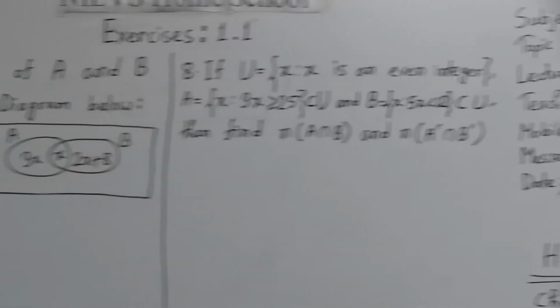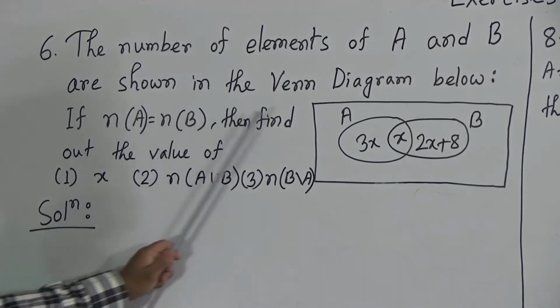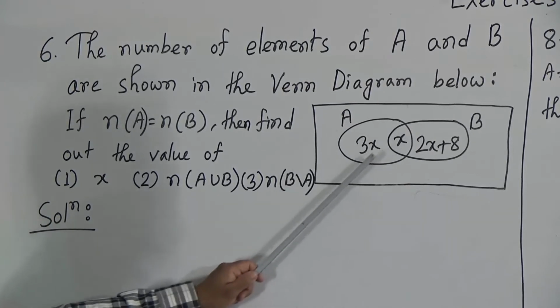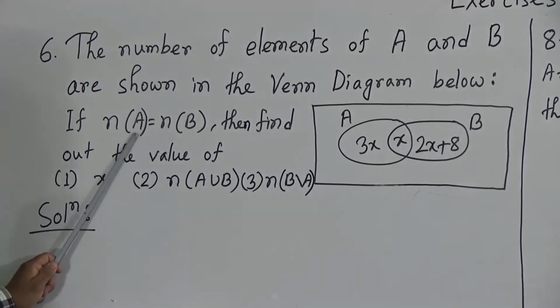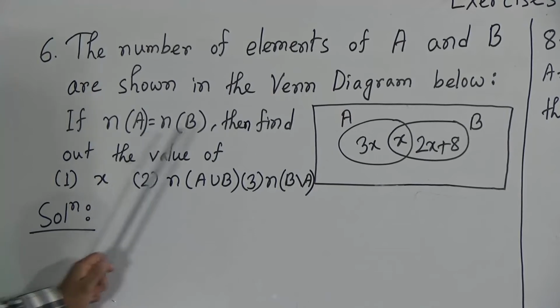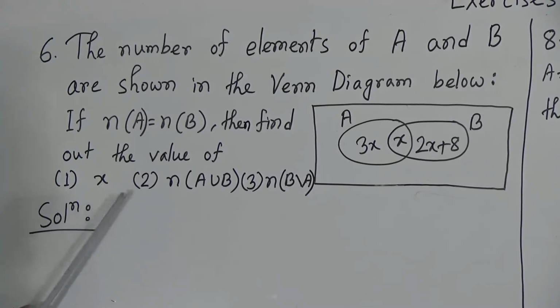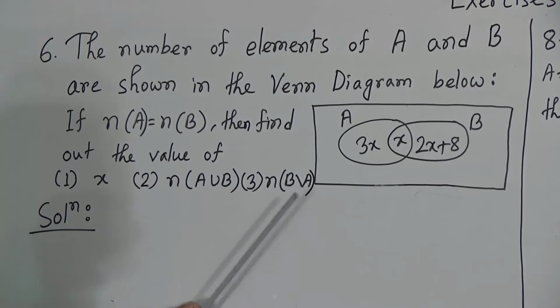Question number 6 is given here. The number of elements of A and B are shown in the Venn diagram below. This is the Venn diagram, okay? That means the set of elements of A and the set of elements of B are given in this Venn diagram. If the number of elements of A and the number of elements of B are equal to each other, then: one, find out the value of X. Two, we need to find out the value of n of A union B, that means the number of elements of the set A union B. And third, we need to find out the number of elements of the set B delete A, or B minus A set.